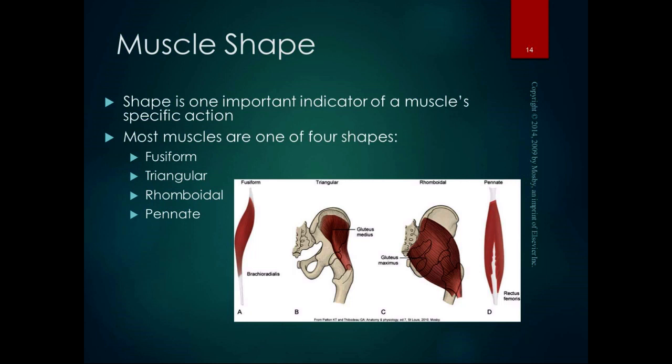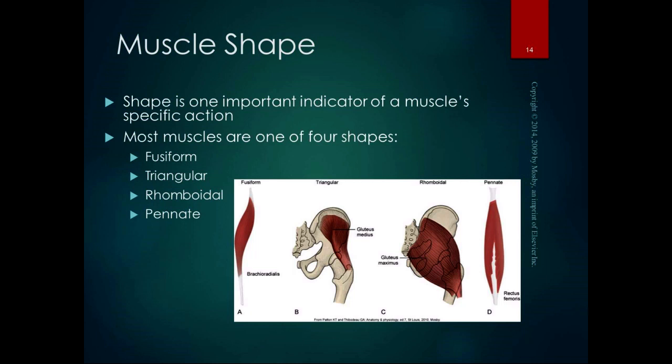Shape is an important indicator of a muscle-specific action. Most muscles are one of 4 shapes, and we'll talk about each of these individual shapes. While we're talking about the shapes, you might even write it down. Think of individual muscles and see if you know what shapes they are. Then later on, look it up and see if they really are those shapes. Just dig around in your brain and see if you can figure out what shapes muscles are.